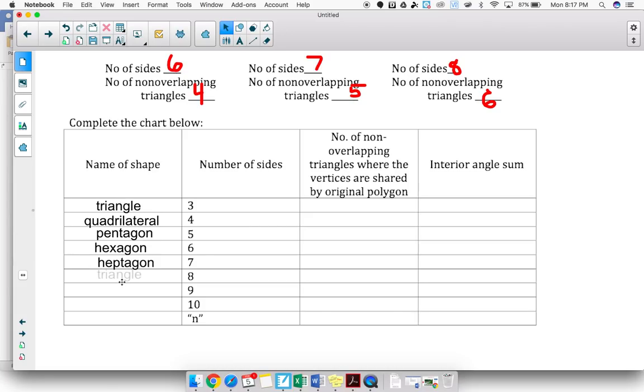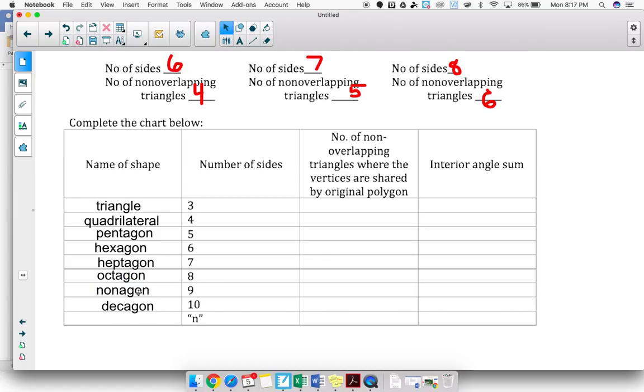8, prefix for like octopus, octomom. You may remember that in the news years ago. Might be too young for that. Octagon. 9 is my favorite word. I don't know why. I just think it's a cool shape name. It's the nonagon. And then the 10 is the decagon.